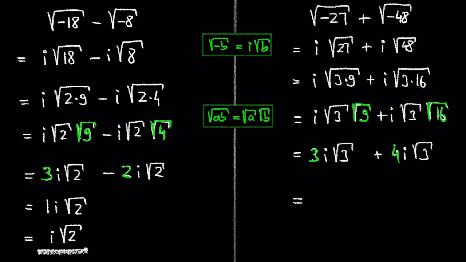Three times I times the square root of 3 plus 4 times I times the square root of 3 is 7 times I times the square root of 3, and we're done with this problem.